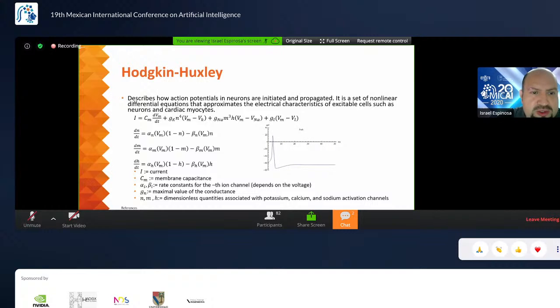We have 1, 2, 3, 4 differential equations that simulate the dynamics of real nerve cells. I would say that is the most biologically plausible model, but it's not possible to implement it in artificial intelligence. It requires a lot of computation, a lot of calculations. When you have, let's say, a neural network with thousands of neurons, making these calculations is not permissible. It will take a long time.